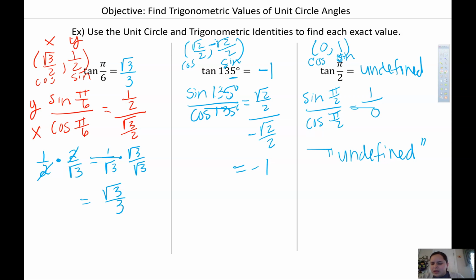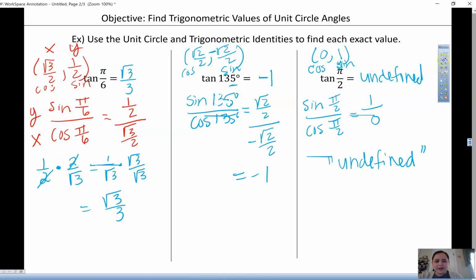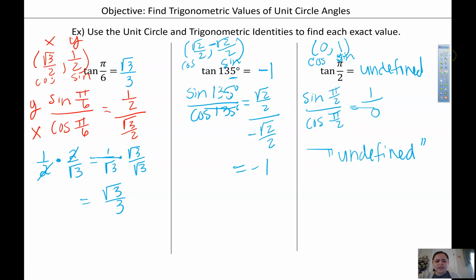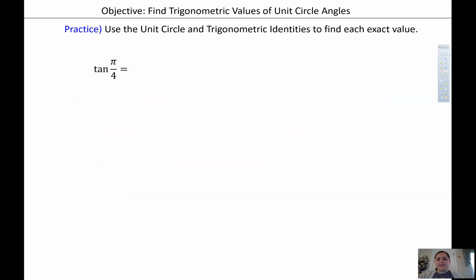Okay, I didn't realize I was already at 20 minutes, guys. Sorry. But from there, it's basically just practicing. So if we look at this next example, I just showed you the answer, but go ahead and pause the video for the next few examples and then try it. So tangent pi over 4.